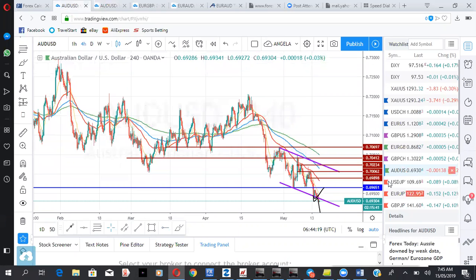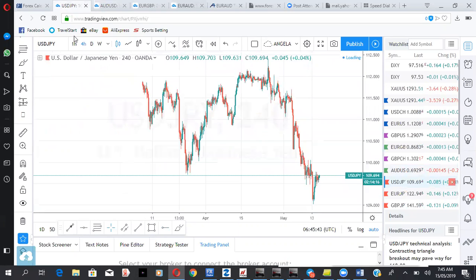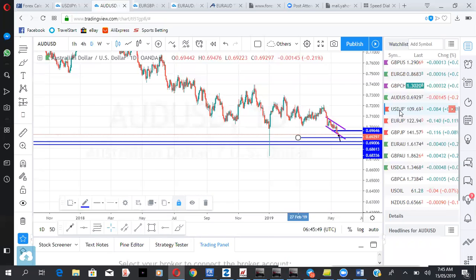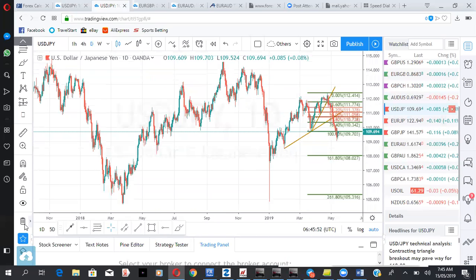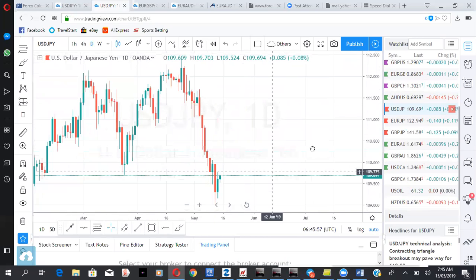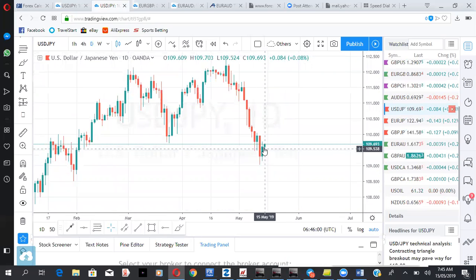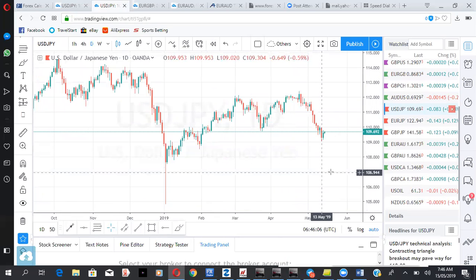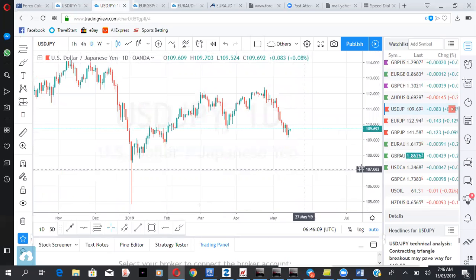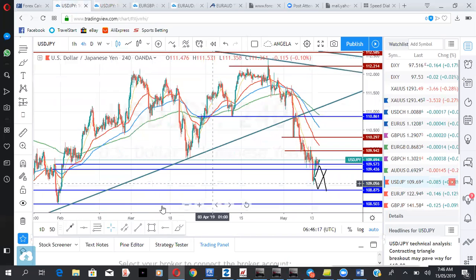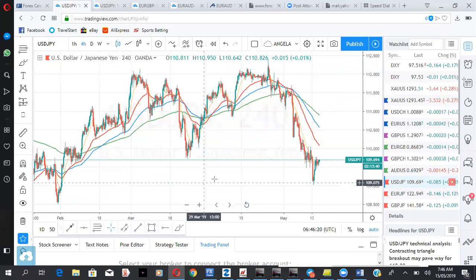So the next pair we'll be looking at is the USDJPY. We'll get a view of the USDJPY from a daily point of view so that we have an idea of what we are looking at. We have what looks like a bullish inside candle here. This pair might have a bullish bias for today. Might see a bit of a bullish correction on that pair for today.